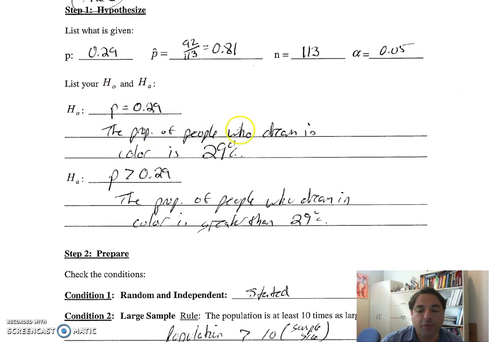The proportion of people who dream in color is 29%. And you're arguing that p is greater than 0.29. The proportion of people who dream in color is greater than 29%. Remember, H0 is always equals. HA is the same number. Kind of think of it being on trial. It's the same person on trial. That's the claim. You just think it's greater than 29%.